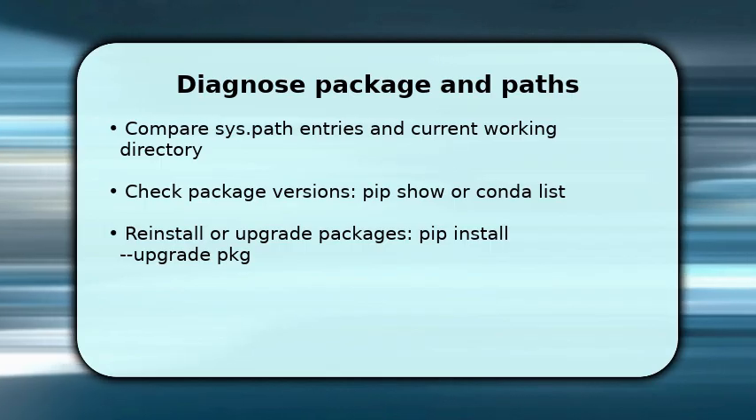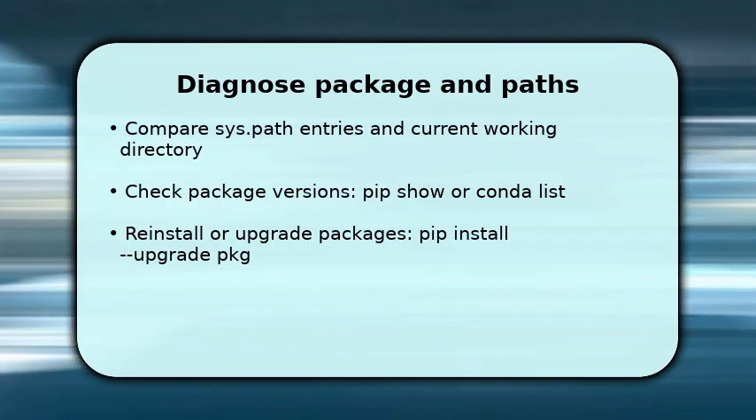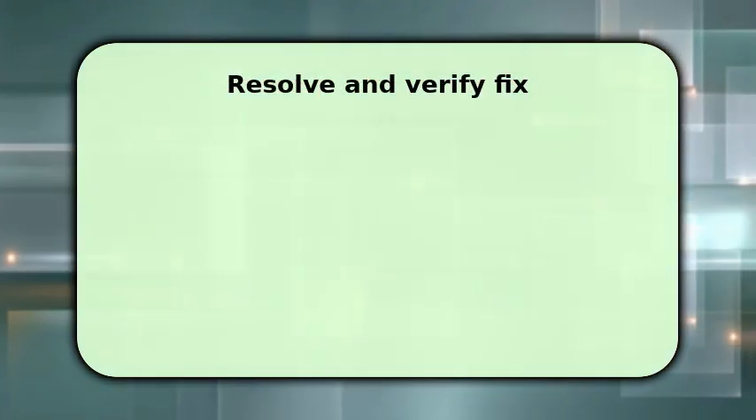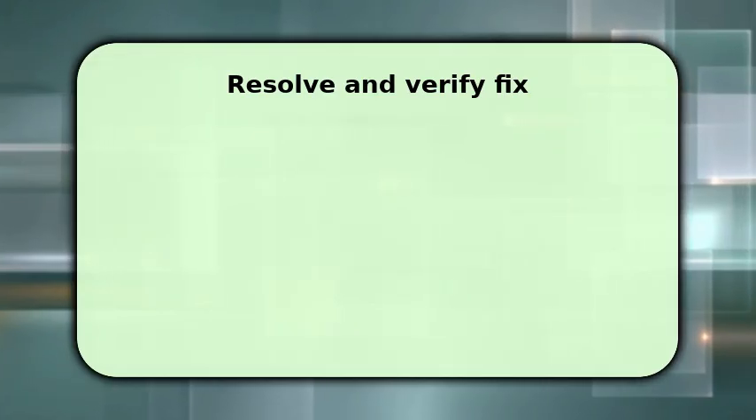If a package looks wrong, reinstall or upgrade it with pip install --upgrade package or conda install package=version. Make sure to run these commands in the same environment the notebook uses so you avoid installing elsewhere. Finish by applying fixes and verifying success.